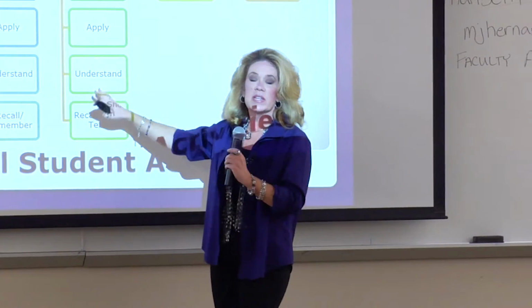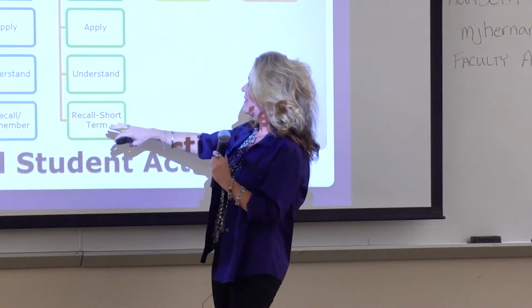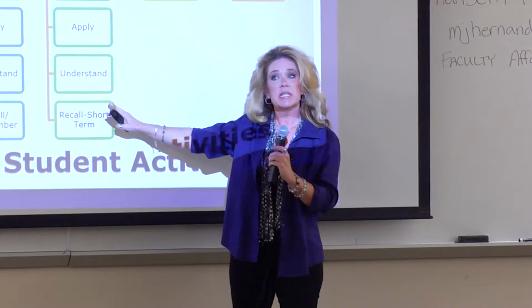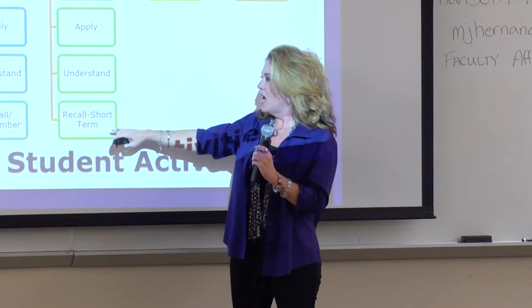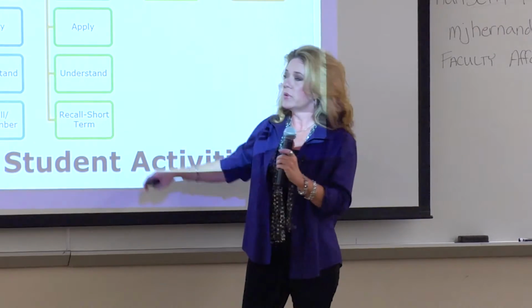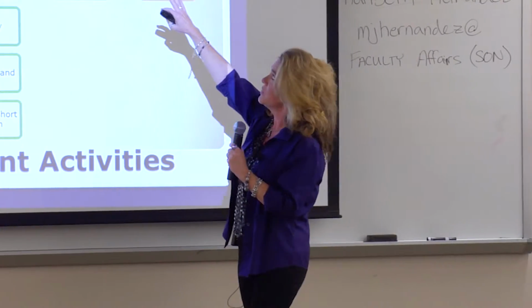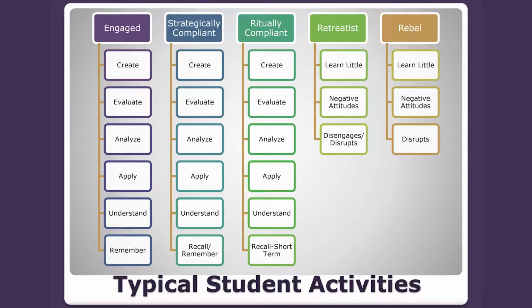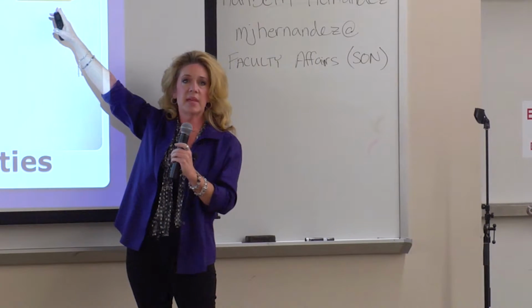Ritually compliant, and again, each one of these terms are very well defined at the bottom of the slide. They're able, because they're kind of the rule followers, they know the expectations, they know they're supposed to be paying attention and listening. They'll be able to pay attention and recite back to you on a short-term basis. They can remember it short-term. And then we have our retreatist, which learn little, have more of a negative type of displayed attitude, disengages in class. They're quiet, they're aloof, they really haven't found friend groups to work with, maybe even disruptive, where the rebel student, same pieces, but they are actually disruptive.